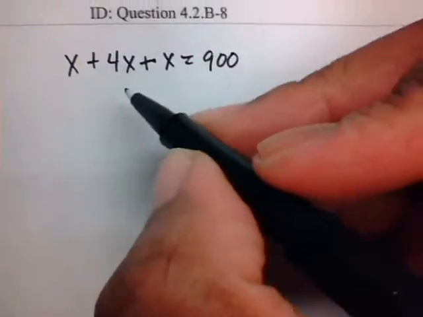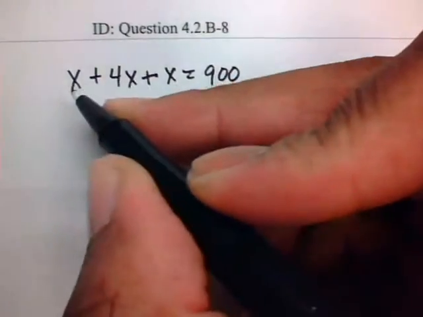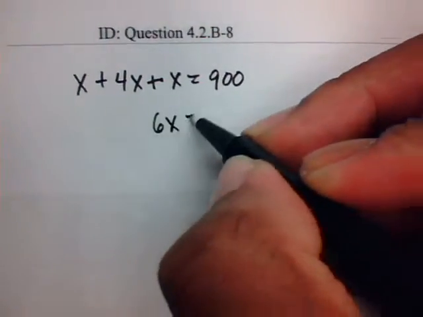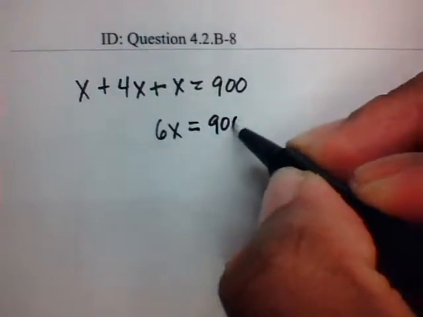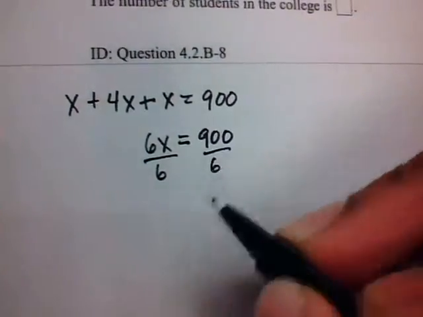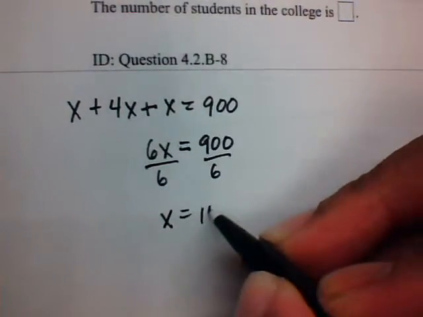And then we combine like terms here. x plus 4x is 5x plus another x is 6x equals 900. And then divide by 6. That means x is going to be 150.